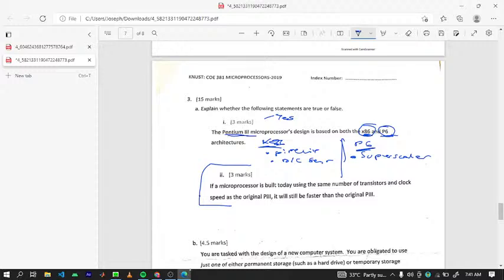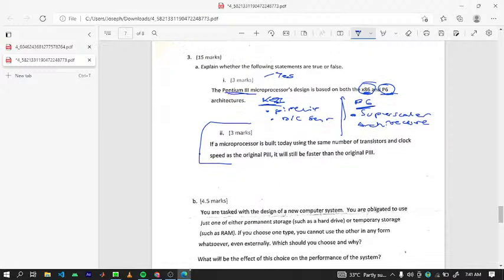I don't know whether... that's why I'm saying don't quote me. These are all present in the Pentium. You can define these as the features that the design is based on.